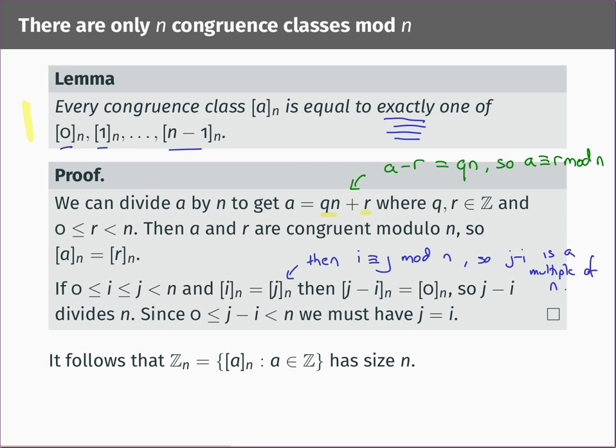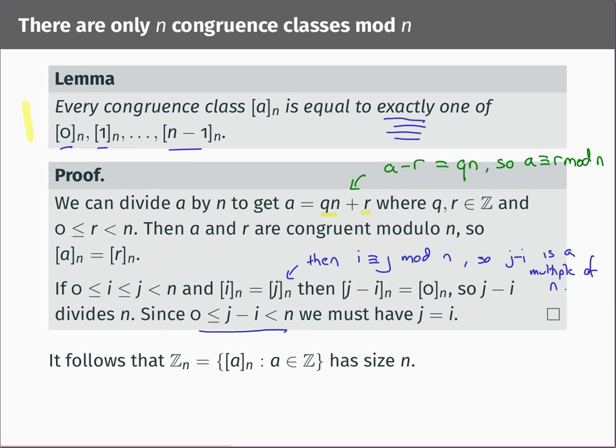That means, because j minus i is a multiple of n, and j minus i is between 0 and n, because j and i were both greater than or equal to 0 and less than n, actually j minus i must be 0, because the only multiple of n which fits into this range is 0 times n. That means j is equal to i.